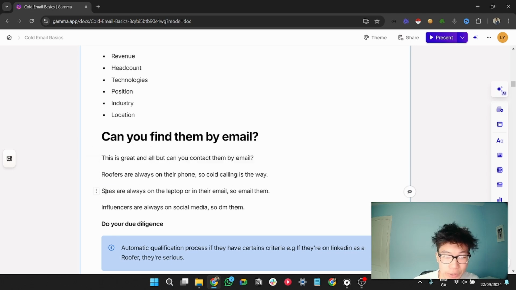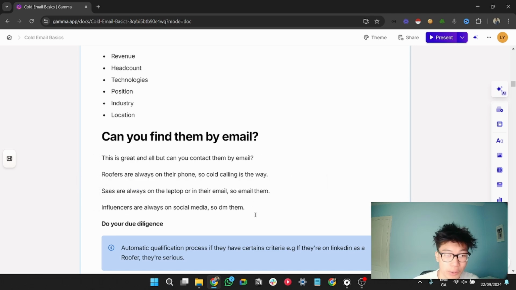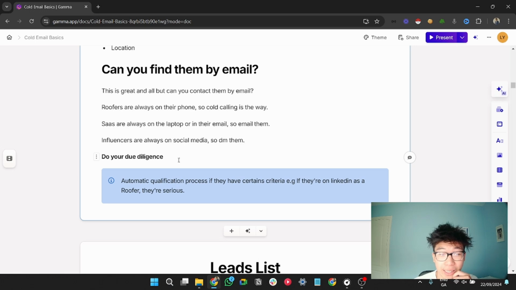SaaS people are always on their laptop or in their email, so you email them because they'll obviously be working on whatever SaaS they're doing. Influencers are always checking their social media, so you send them a DM and they'll pick up the DM. You can pattern interrupt them by DMing them and then doing multi-channel outreach where you then email them, because influencers don't get cold emails, since their email probably isn't up unless they have a business entity attached, which is a whole different thing. So do your due diligence.